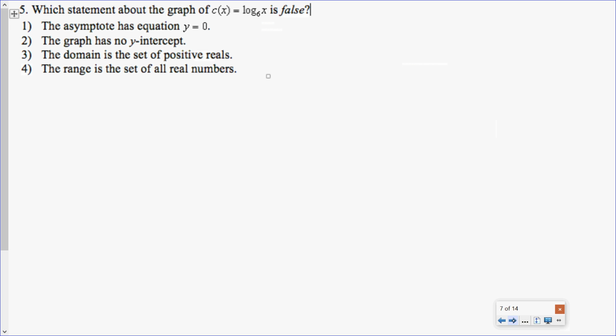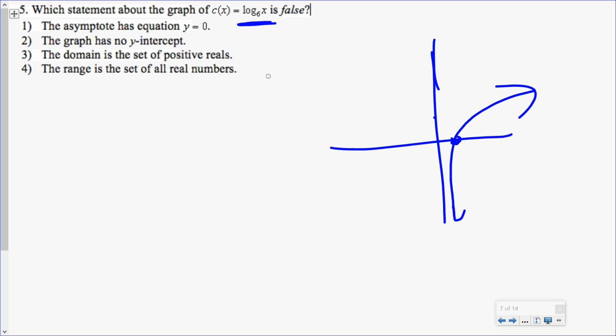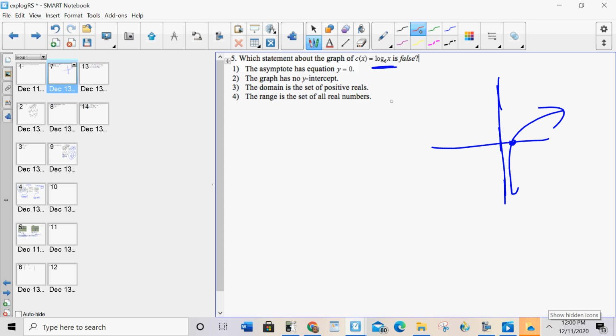All right. Number 5 is another question based on that, but we might as well talk about it. Which statement is false? So you need to know that a log graph passes through 1, 0, has an asymptote. It looks something like that. So let's go through each choice. The asymptote has an equation y equals 0. Nope. It has an equation x equals 0. Y equals 0 is a horizontal asymptote. An exponential graph would have that.